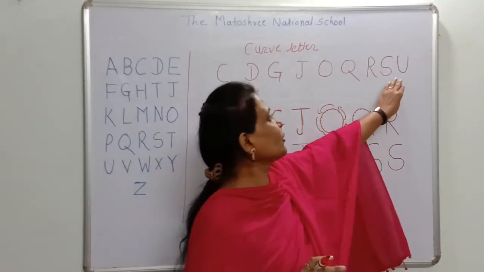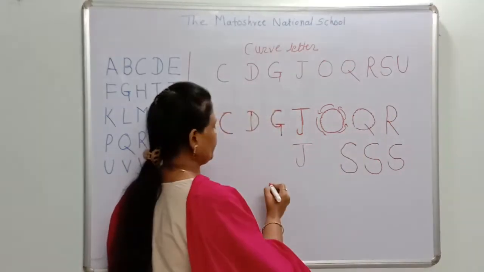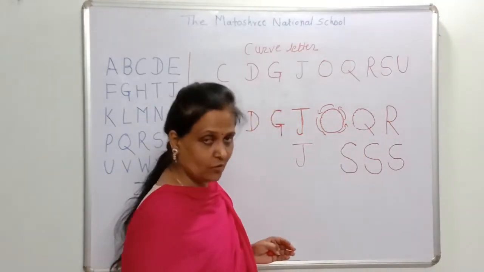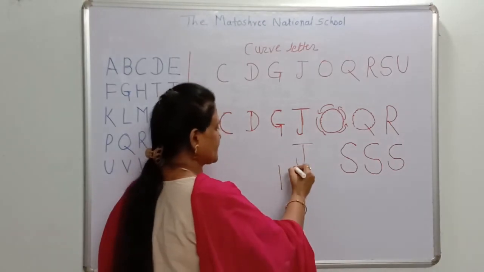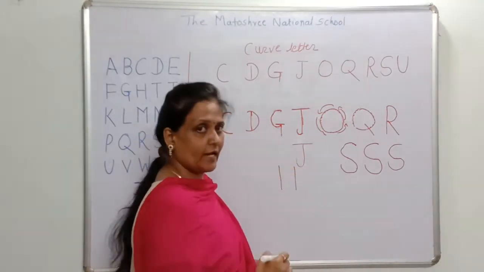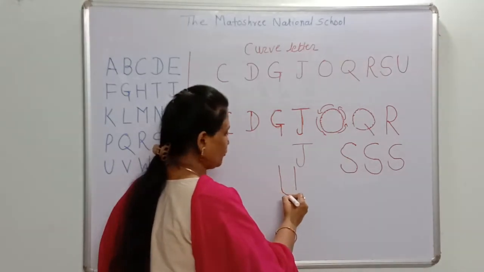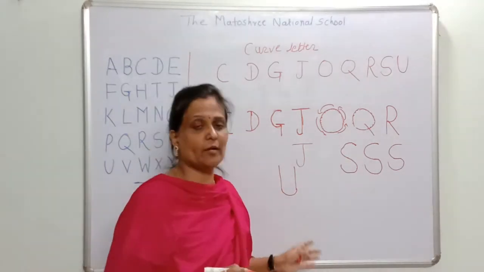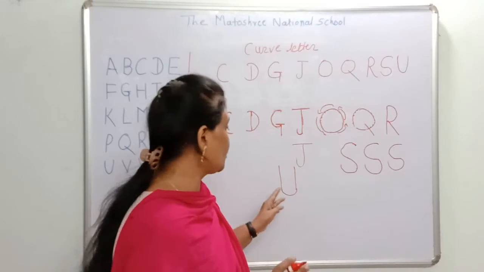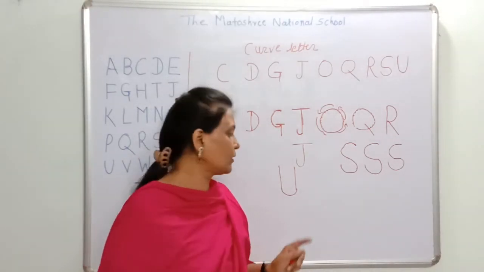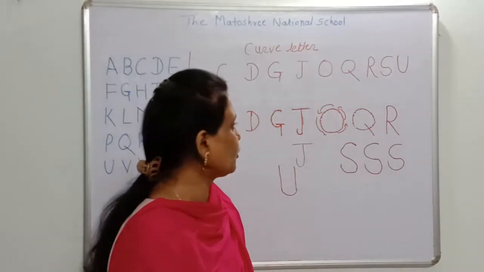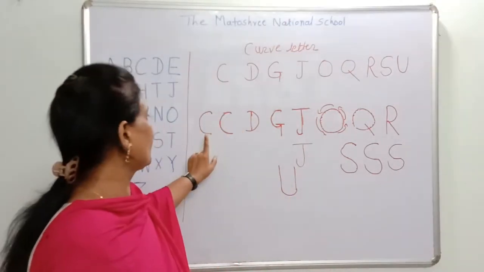Okay, now next U. How to draw the U now? First you have to tell them to draw a standing line and then draw the curve line. It becomes U. U says A. The phonic sound of U is A.